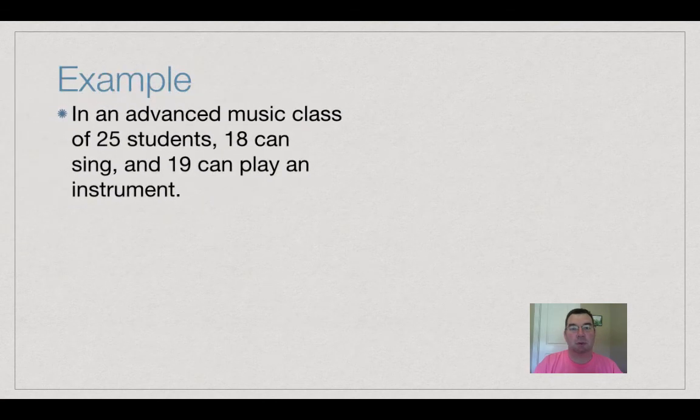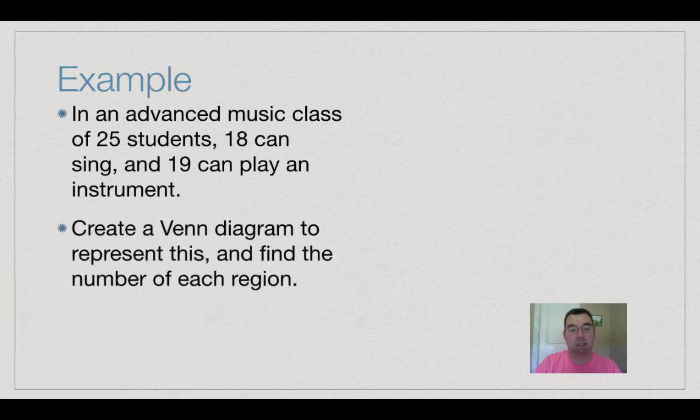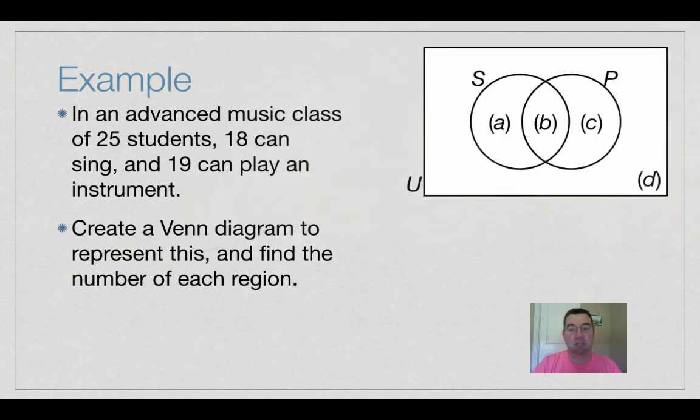So this is what a problem looks like. We have an advanced music class of 25 students. 18 of them can sing and 19 of them can play an instrument. Create a Venn diagram to represent this and find the number of each region. So this is what I came up with.